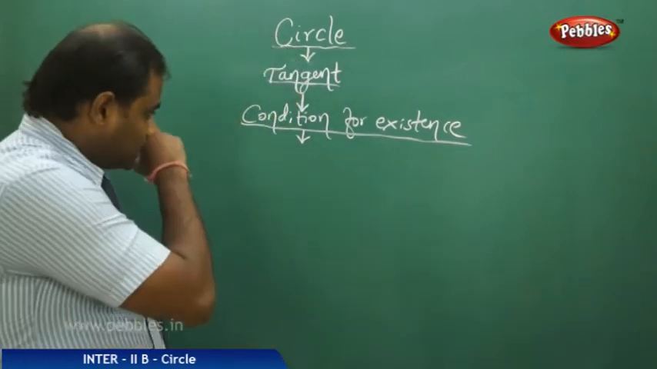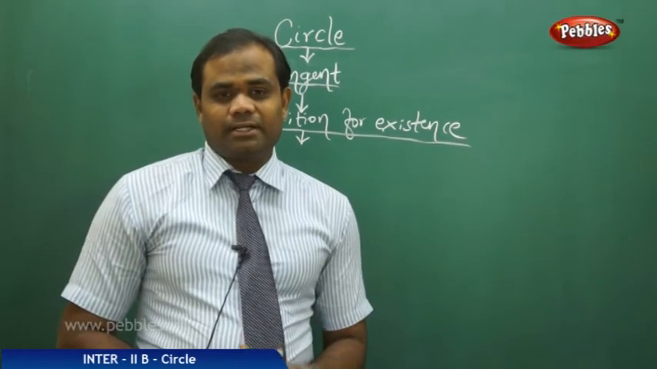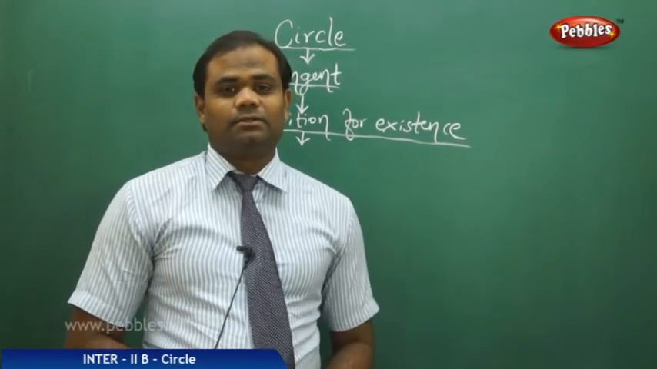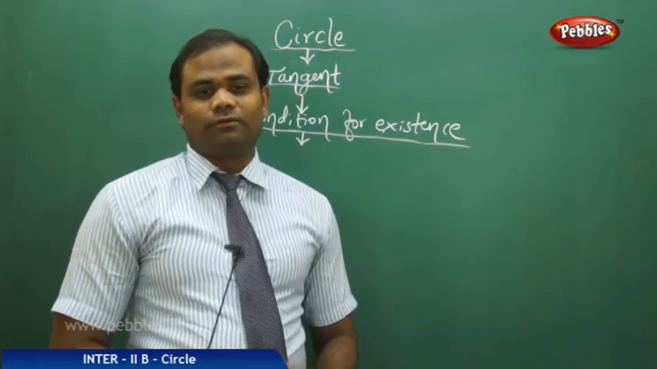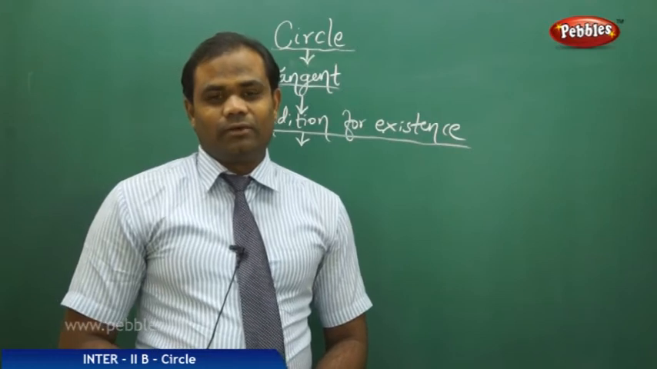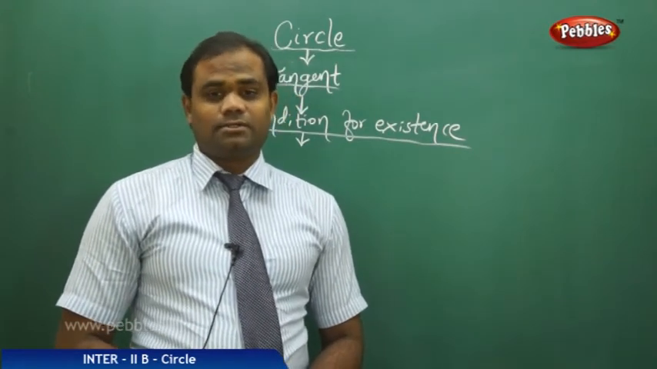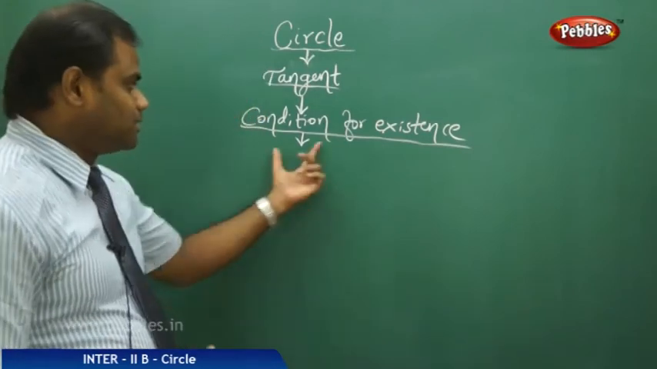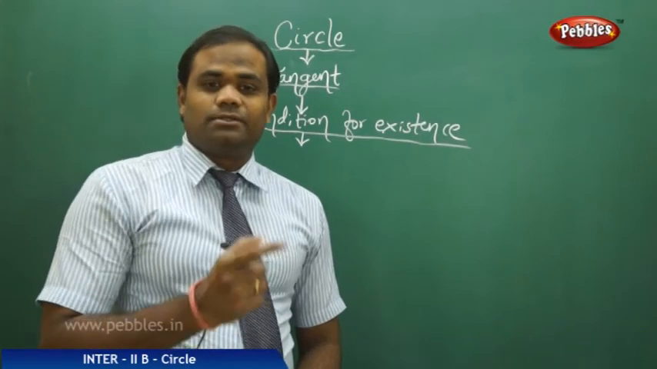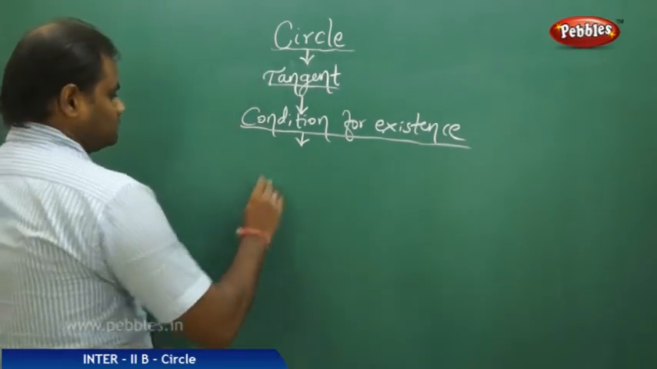Now let's take the condition for existence. When do we say that a line is a tangent to the circle or is not a tangent to the circle is the biggest question of the topic. So we need to identify whether a line is a tangent to the circle or not, which comes under condition for existence. What is the essentiality for a line to be a tangent to the circle? So let's see out here.